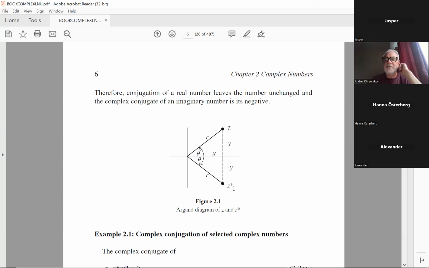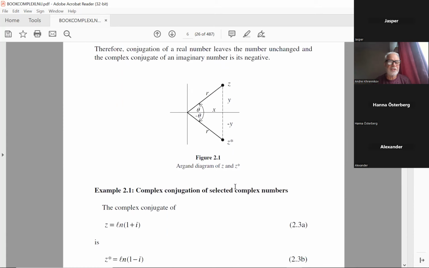One note about notation. Typically, in practically all books, people use not z star but z bar. Z star maybe people use in algebra, but in physics and electrical engineering, it is z with a line over it.